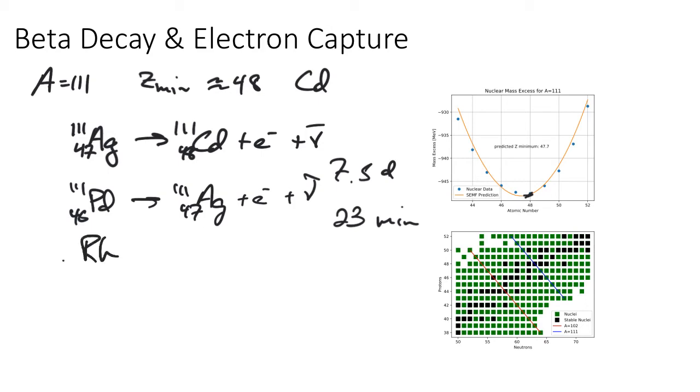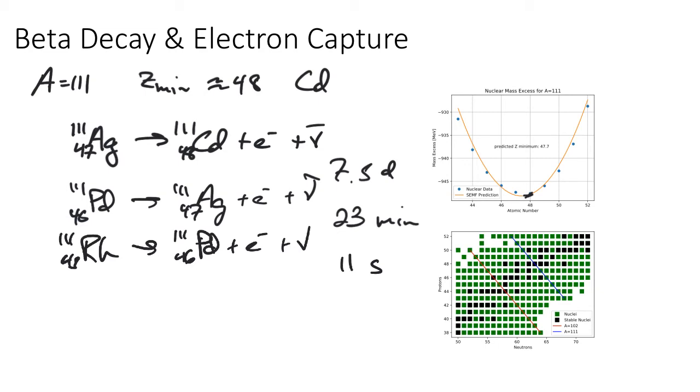We can keep going in this fashion. Rhenium 45, 111, goes to palladium 46 plus an electron plus a neutrino. This has a lifetime of about 11 seconds.